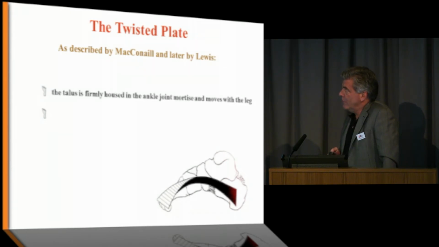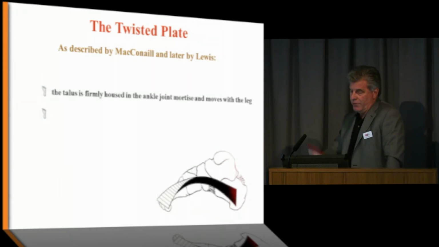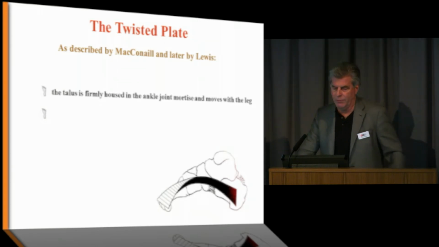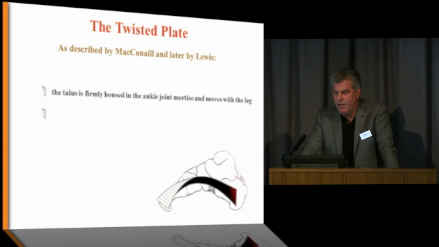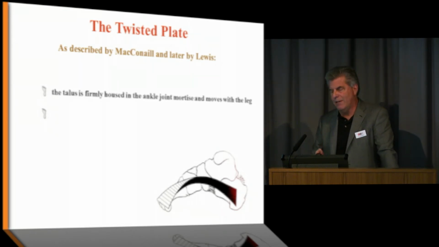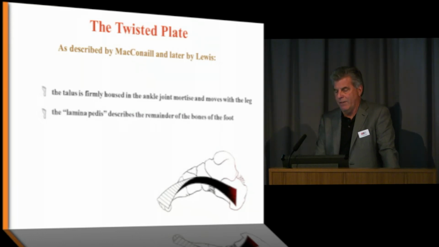Now, one thing that's interesting that McConnell talks about, and I thought it was interesting hearing Jack talk about ankle arthroplasty yesterday, is this fascinating relationship of the talus inside of the ankle joint mortise. McConnell goes into great detail about that. He talks about the fact that the lamina pedis doesn't involve the talus. The talus is housed in the ankle joint mortise, and this lamina pedis is everything distal to it. It's the calcaneus, then the navicular, the cuboid, and then the forefoot bones.